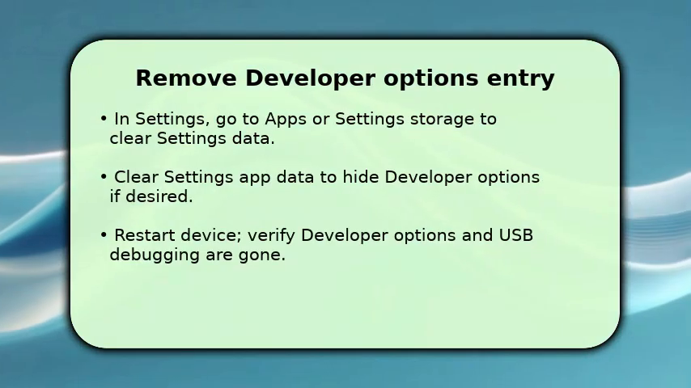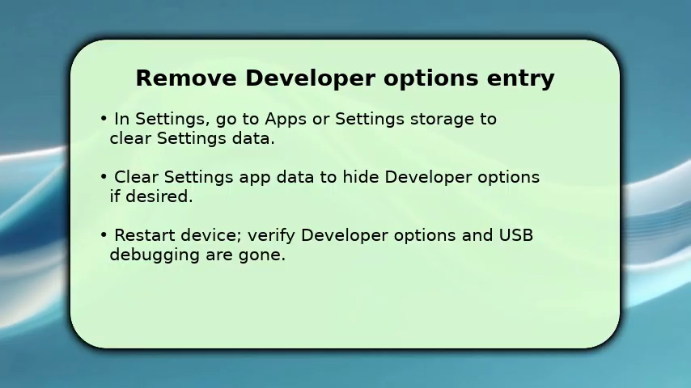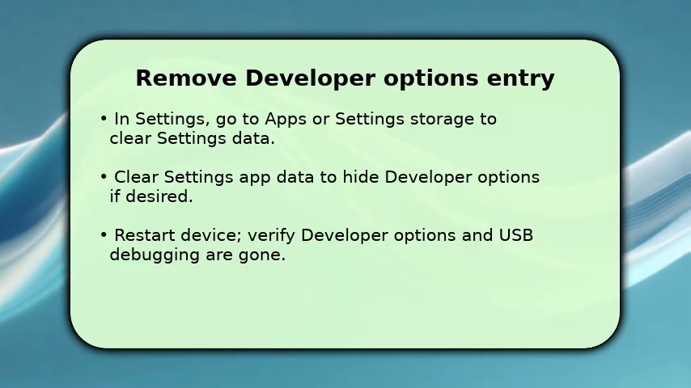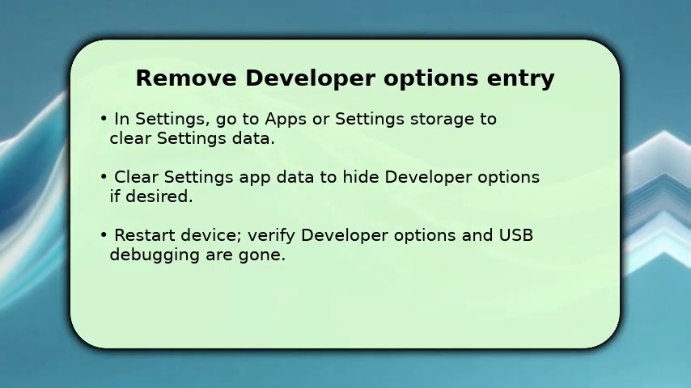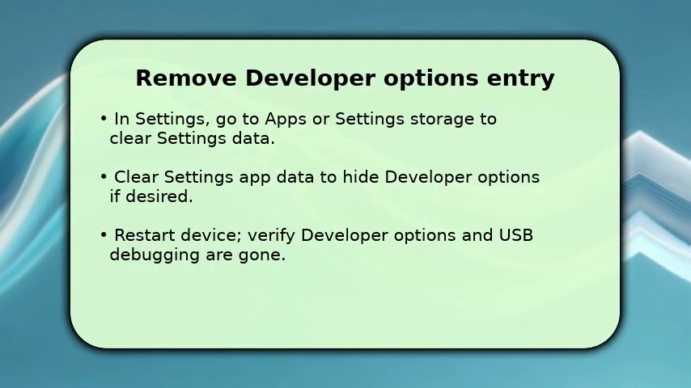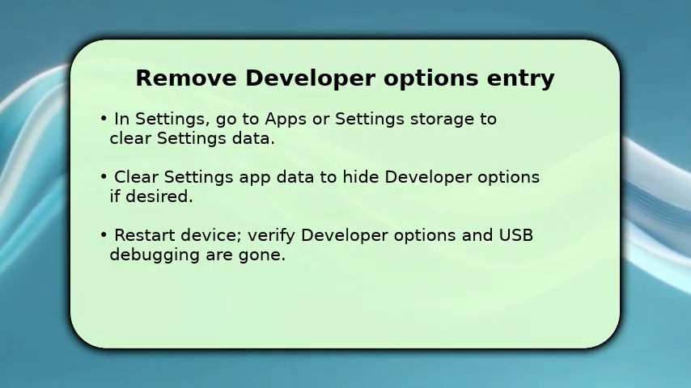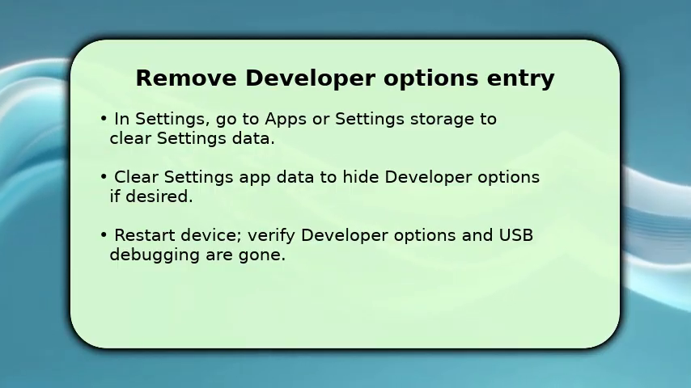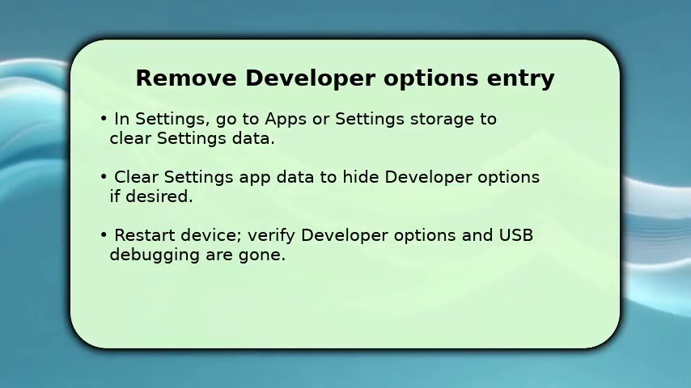To fully remove the Developer Options entry, clear the Settings app data, which resets that menu's visibility. This is why you turned off individual toggles first. Go to Apps, find Settings, choose Storage, then Clear Data, confirm that you understand it resets some preferences. Restart the phone to ensure the setting sticks and verify Developer Options no longer appears.